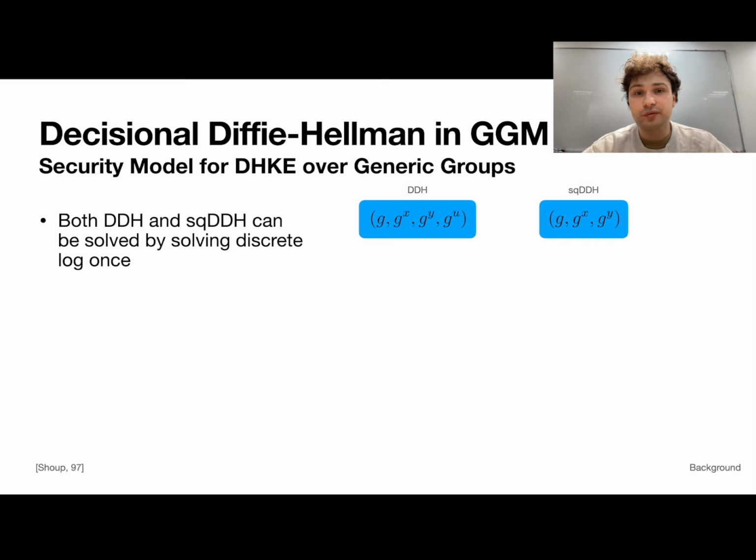Well, on the left and right, you see both a DDH tuple and a square DDH tuple. The first thing I'm going to do is I'm going to solve the discrete log. I'm going to find the value of x.